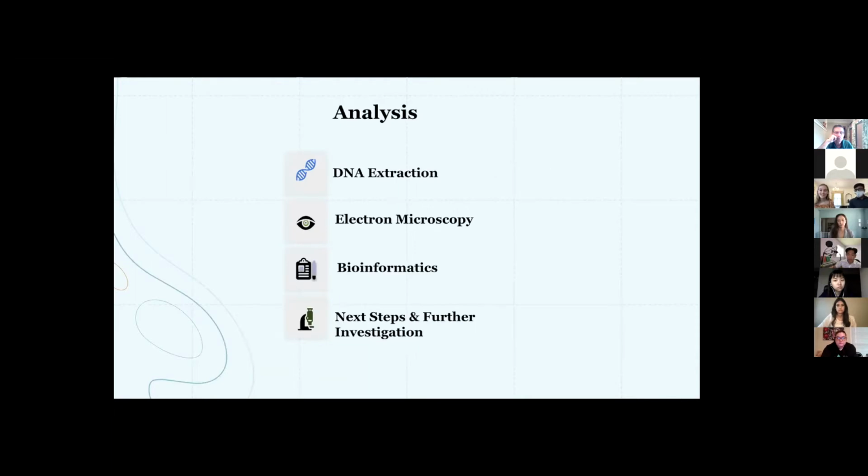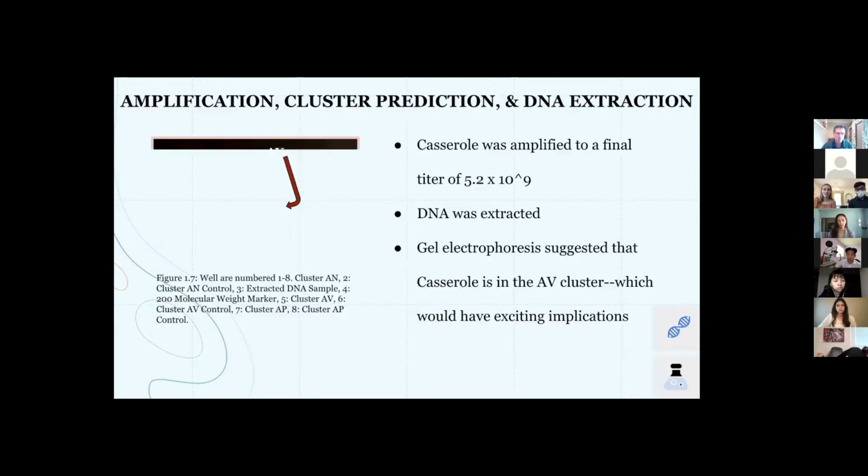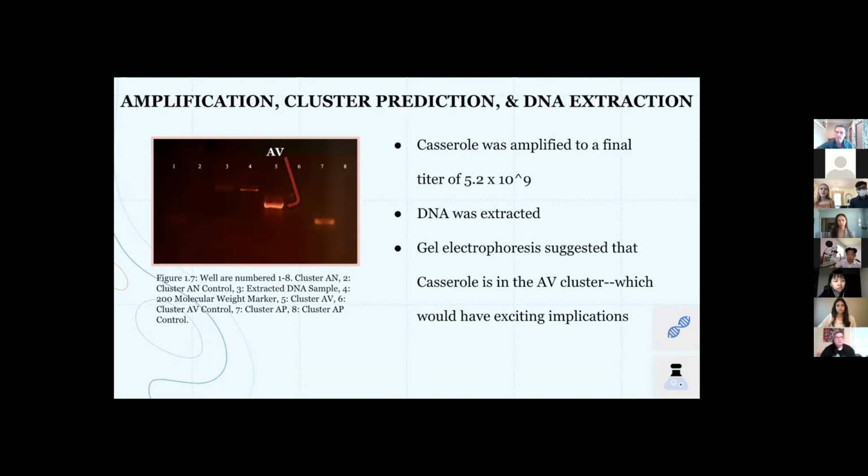All right, so as I said, after purification, we knew that we had isolated one clonal population of phage, and this allowed us to move on from discovery into the analysis portion. So the analysis portion involves DNA extraction, electron microscopy, and bioinformatics. So to do the analysis portion, we had to amplify our lysate to a higher concentration of phage. We call this a titer.